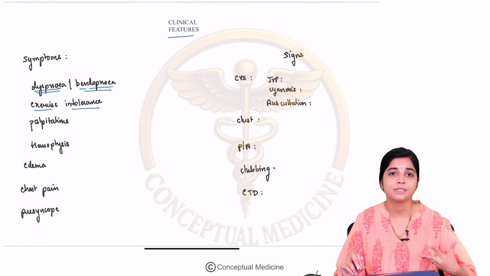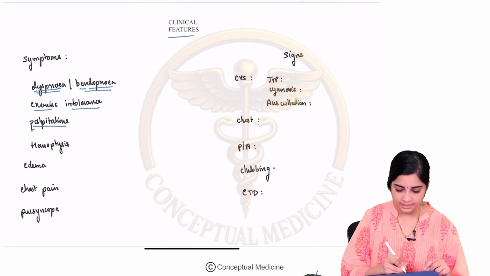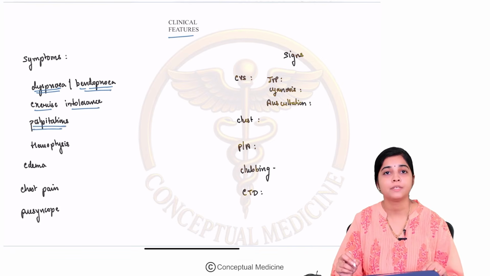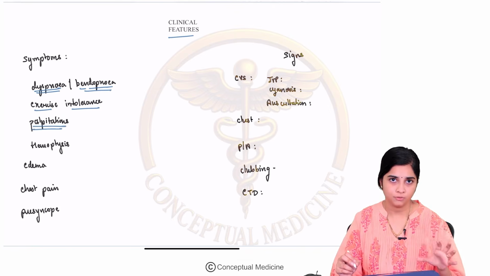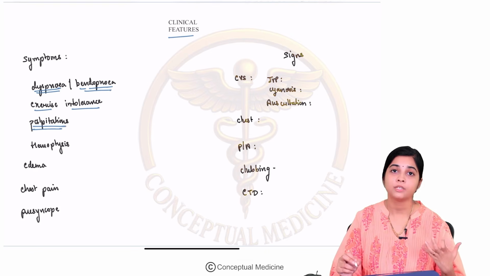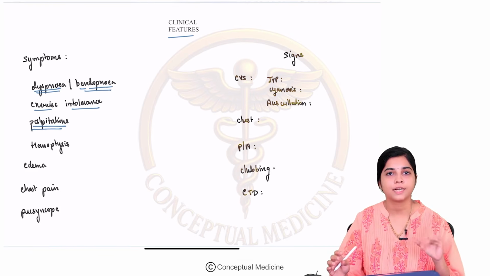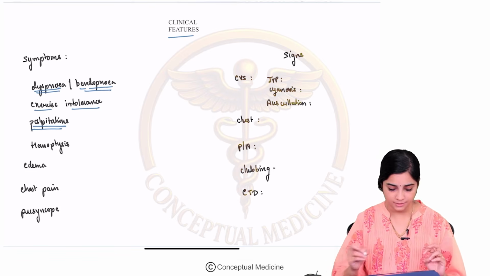The RV undergoes dilatation because of pressure overload, and then once the RV dilates, you can have palpitations. Palpitations because of volume overload. RV dilatation, then the RV is not contracting well. So in order to improve the cardiac output, the RV is going to contract at a faster rate and you can have palpitations.